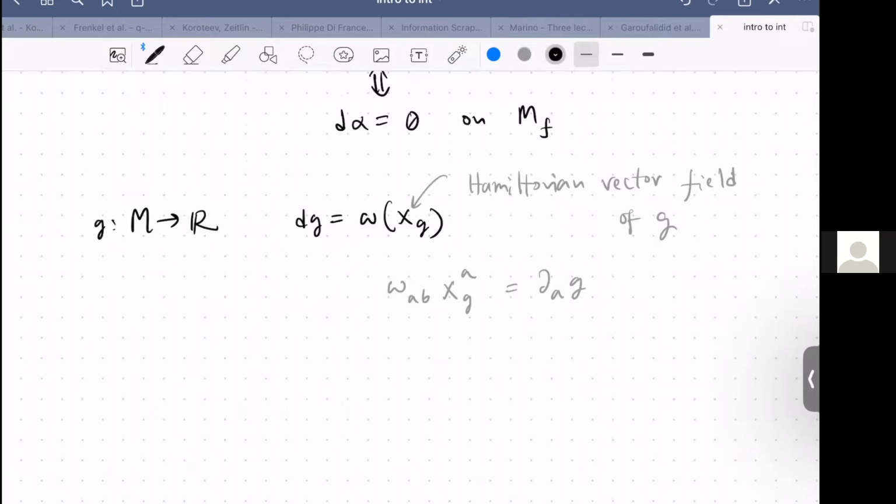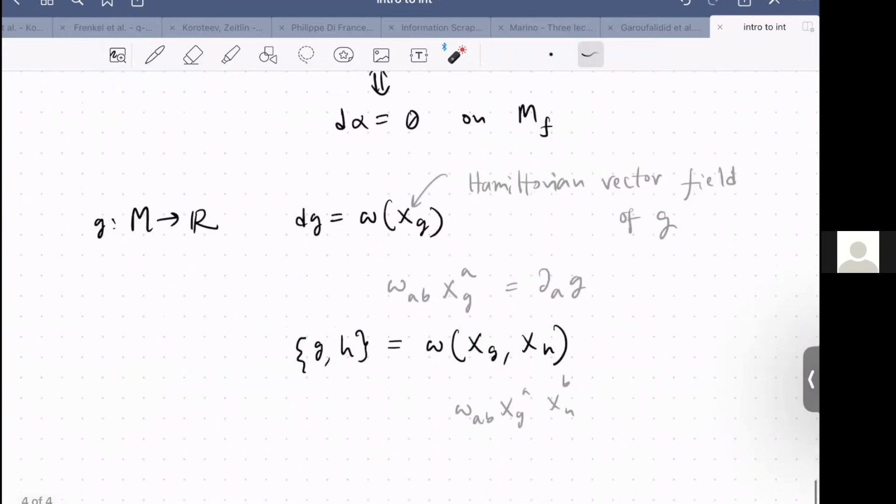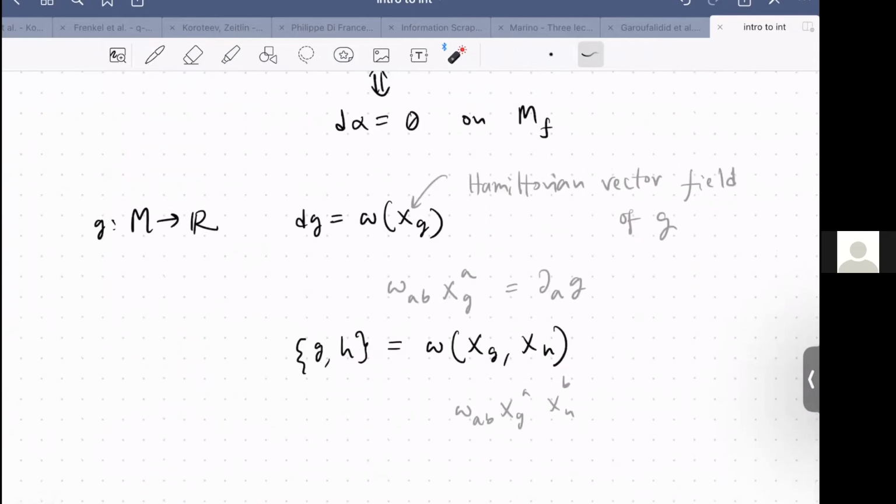And the consequence of this definition is that if you take two functions, let's say g and h, and compute their Poisson bracket, then this is going to be equal to the symplectic form acting on the two Hamiltonian vector fields. These are two vector fields, and this is a two form, so this is a function. In terms of indices, all this means is omega AB, xg A, xh B. You can break down these definitions in components. For example, you can invert this and write x in terms of omega and g, and if you substitute into this expression, you will find this expression with this choice. You can do it as an exercise. But this is the relation that we need.